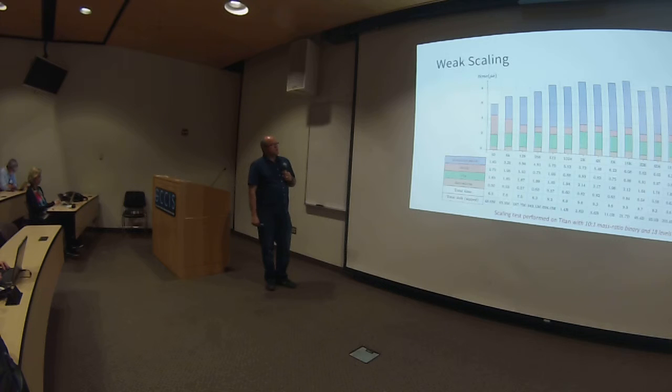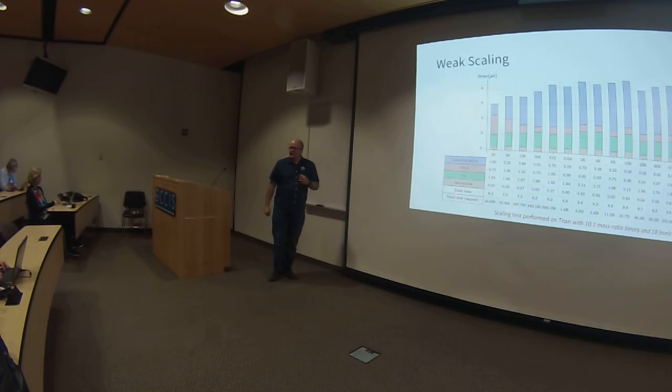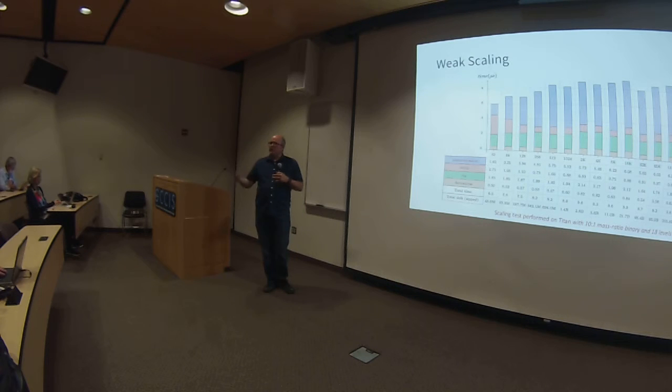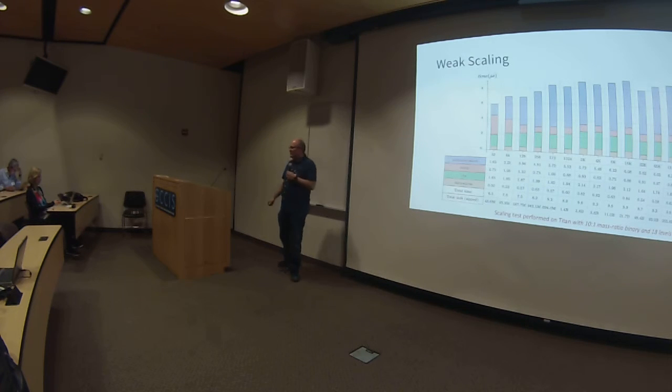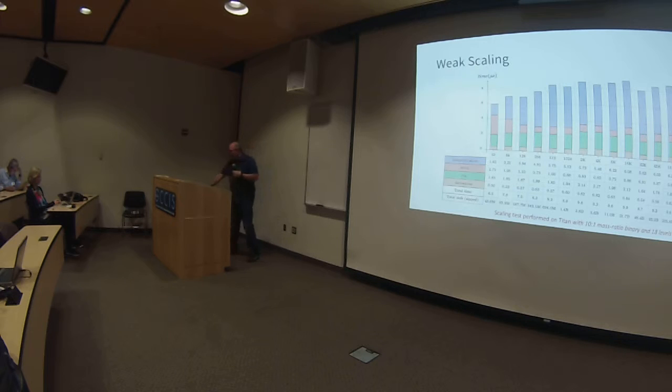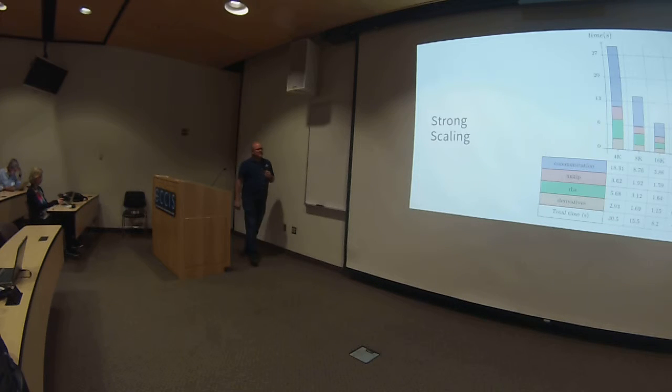The wavelet transform is even smaller than all of these. It doesn't even matter. The wavelet basis is compact, it's local. So all of the decisions about refinement really require no extra overhead. This is a strong scaling test, also done on Titan, from 4,000 to 65,000 cores.